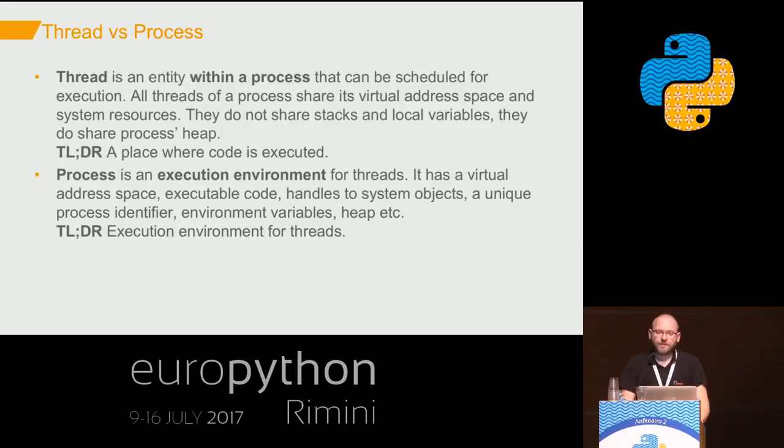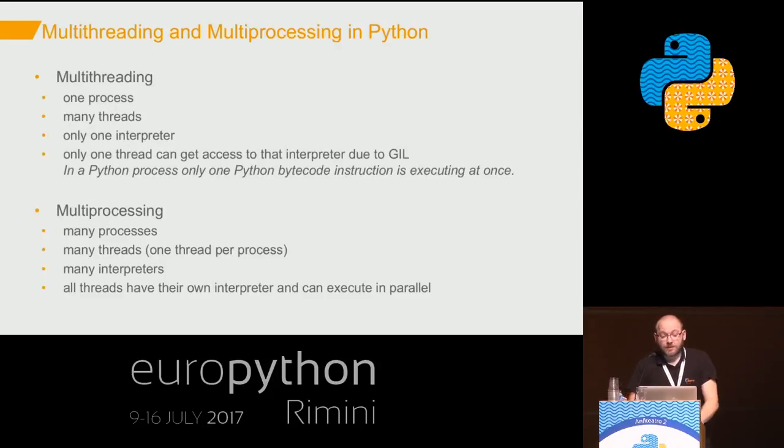So I wanted to clarify that, because sometimes people don't know why the GIL in Python complicates things. So how does it apply to Python? In Python, we have multi-threading and multi-processing. When we talk about multi-threading, we have one process, one environment, with many threads and only one interpreter. Due to the GIL, there's a rule which says that in a Python process, only one Python bytecode instruction is executing at once. So if you have many threads, you cannot execute bytecode instructions from different threads at once.